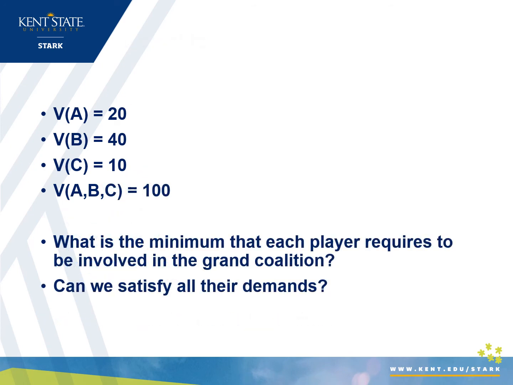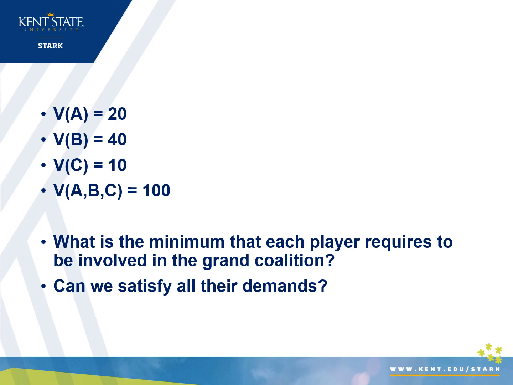So first, let's think about each of the individual payoffs and how this plays in. The question here is, what is the minimum that each player requires to be involved in the Grand Coalition? Here, we don't want to think too hard about this. A knows that if they go off on their own, that's 20 that they're going to get. Which means that if you want to convince A to be part of the Grand Coalition, you have to offer A at least 20 as their payoff. Similarly, for B, if they go off on their own, they get 40. So to convince them to be in the Grand Coalition, you have to give them at least 40. C, if they go off on their own, is going to get 10. To convince them to be in the Grand Coalition, they have to get at least 10.